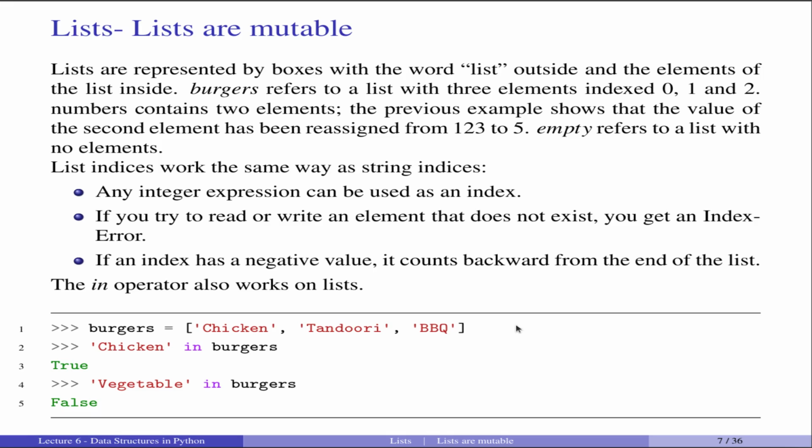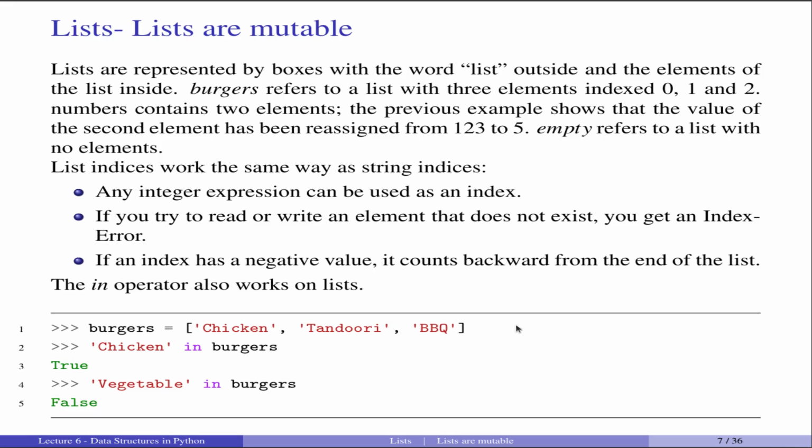Lists are generally represented by boxes with the word list outside and the elements of the list inside. So in the burgers example we saw a little earlier, burgers refers to a list with 3 elements indexed 0, 1 and 2, right? Because there are 3 elements. The numbers list contains 2 elements. The previous example shows that the value of the second element has been reassigned from 123 to 5, as we have seen in the first example. An empty list refers to a list with no elements.